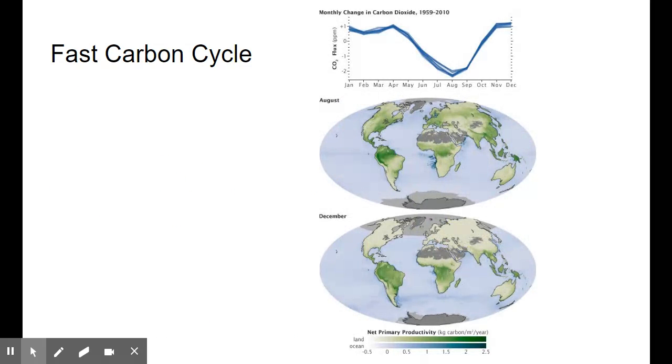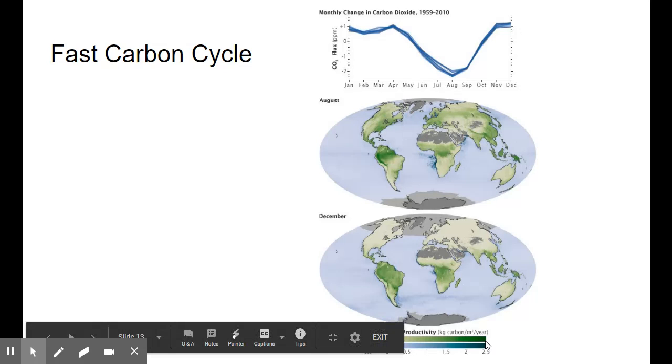So this is just showing you the fast carbon cycle. And so here's where that carbon dioxide, this is showing that fluctuation of the carbon dioxide, right? So here it's really high in the northern hemisphere, and then it drops, and then it starts climbing again in September.